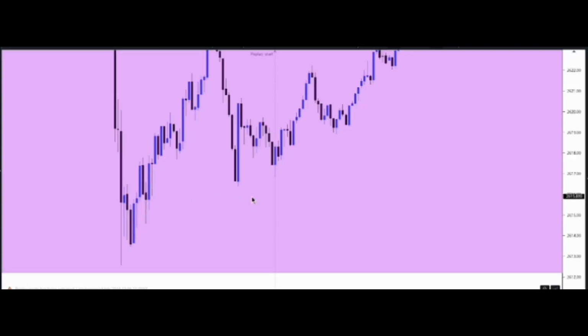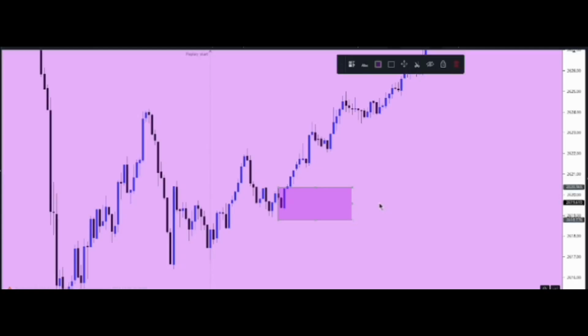Everything here is mitigated. This one is mitigated by this. This is mitigated. This one is mitigated. This is mitigated by this. But we have this one that is unmitigated here. So we can actually use this, but let your stop loss be below that low. That's number one.